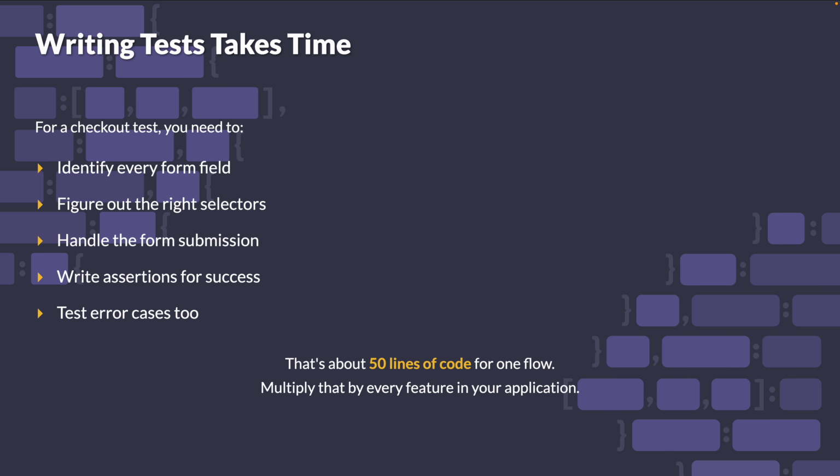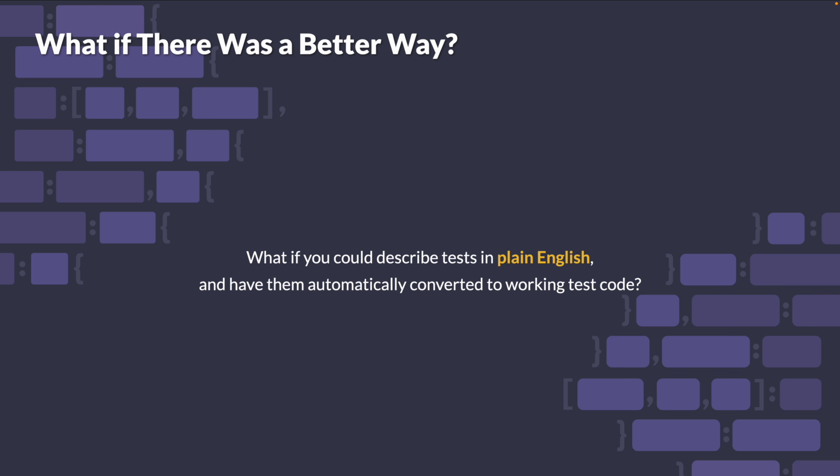For the checkout test, we saw I had to identify every form field, figure out the right selectors, handle the form submission, write assertions for success, and test error cases. This was about 50 lines of code for one flow. Multiply that by every feature in your application. So I want to basically tell you about a different way of writing tests, which is AI-powered testing.